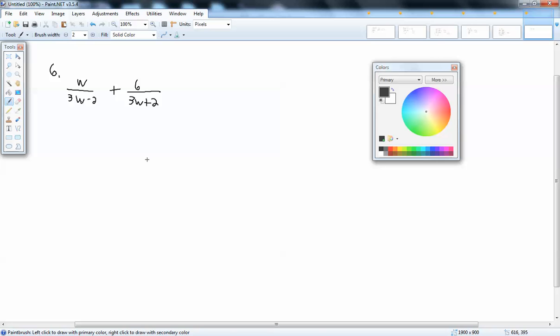Oh well. Okay, adding or subtracting rational expressions. First step is you need to get a common denominator. And how we do that is we factor all our denominators. Now there's nothing to factor here, so we can go on to the next step.